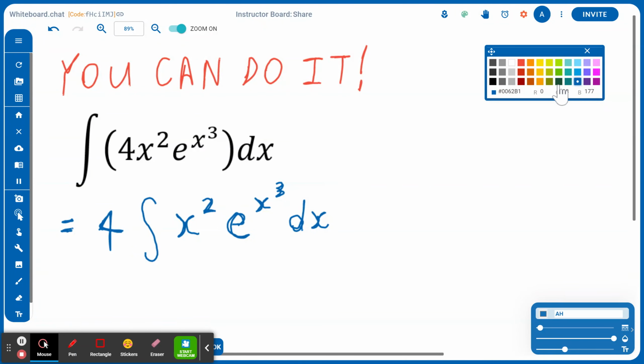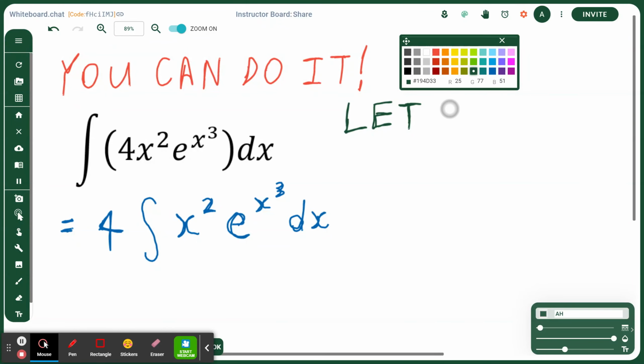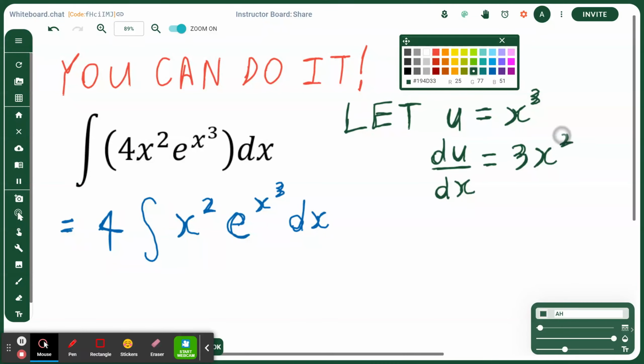Step number 2, let me switch colors for you. You can go back and again use this method called the method of substitution. And what that really means is, in this case, you have to let u be the difficult part such that the derivative is a scalar multiple of the other part. In this example, u equals x to the power of 3. And the reason is because when you find a derivative, du by dx, meaning you want to differentiate u with respect to x, this would give exactly 3 times x to the power of 2.